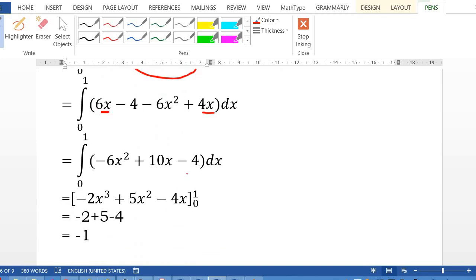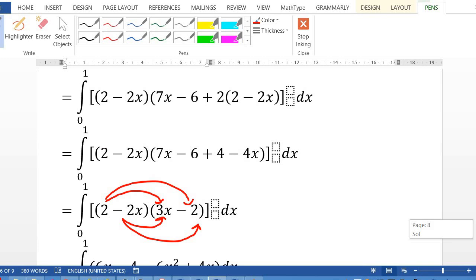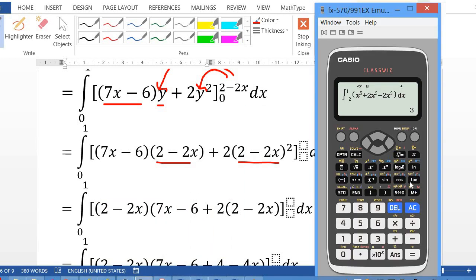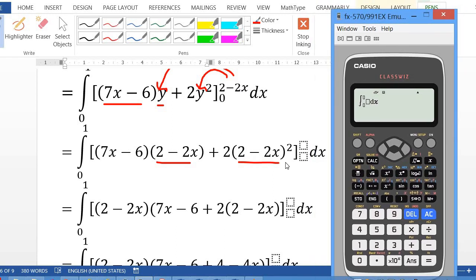We only need to integrate it with respect to x. So you get negative 2x cubed plus 5x squared minus 4x. Plug in the limit from 0 to 1, we get the answer is negative 1. Okay. If you feel troublesome to integrate manually, from this step you may directly use your scientific calculator to give you the answer. You get 7x minus 6.